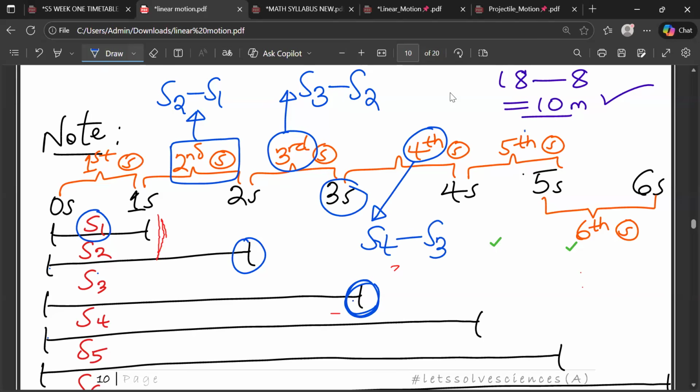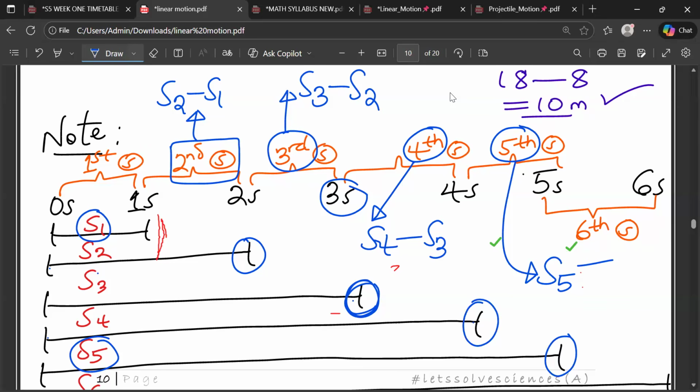Then to get only the 5th second, you need all the distance you've covered up to second 5, which is S5, and then subtract the distance you've covered up to the 4th second, which is S4. With this, you get the distance covered in only the 5th second, and so on and so forth.